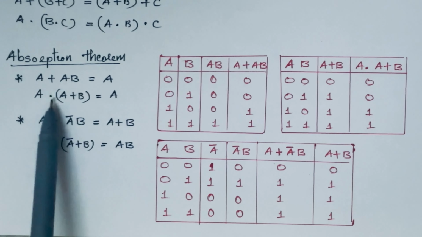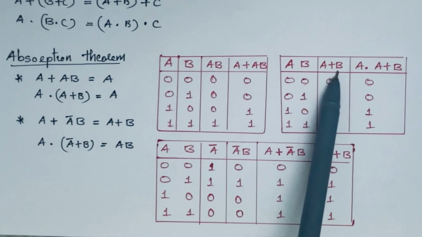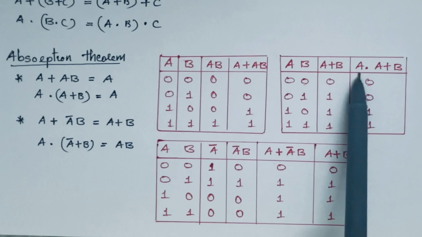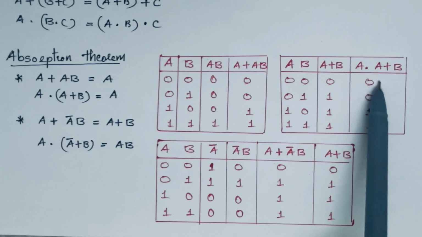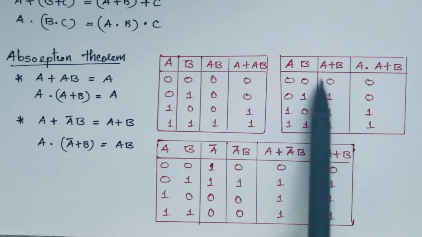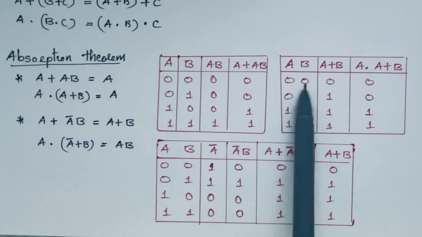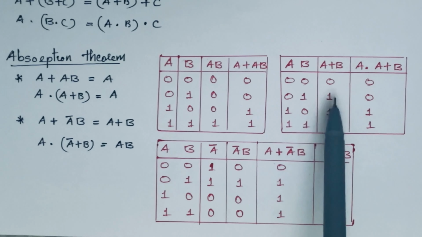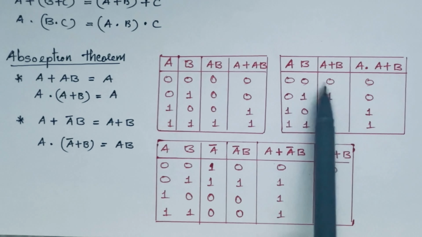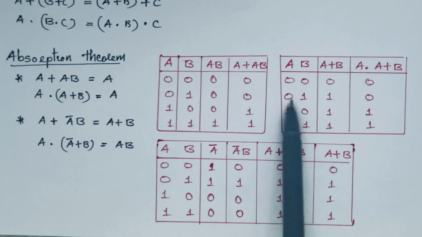So for this also, for the LHS part, first we need to find out A plus B. Then we have to find out A dot (A plus B). And then we need to show this is the same as A. So A, B, 2 variables are there: 0 0, 0 1, 1 0, 1 1. Then A plus B is what? 0 plus 0 is 0, 0 plus 1 is 1, 1 plus 0 is 1, 1 plus 1 is 1. This is A plus B.